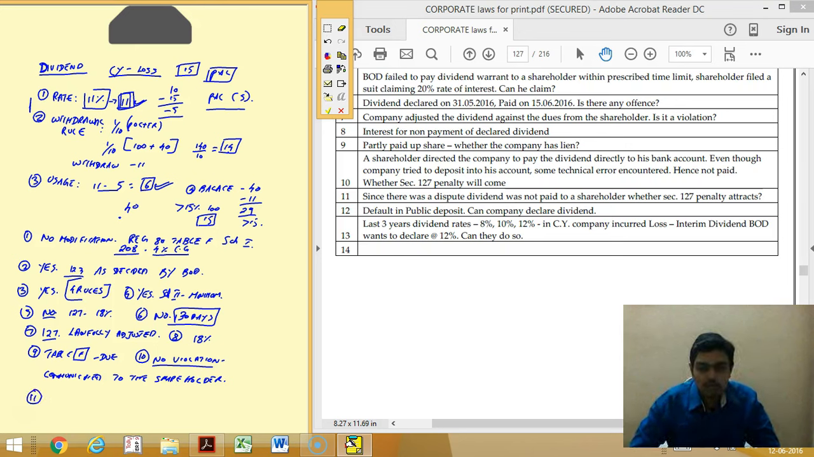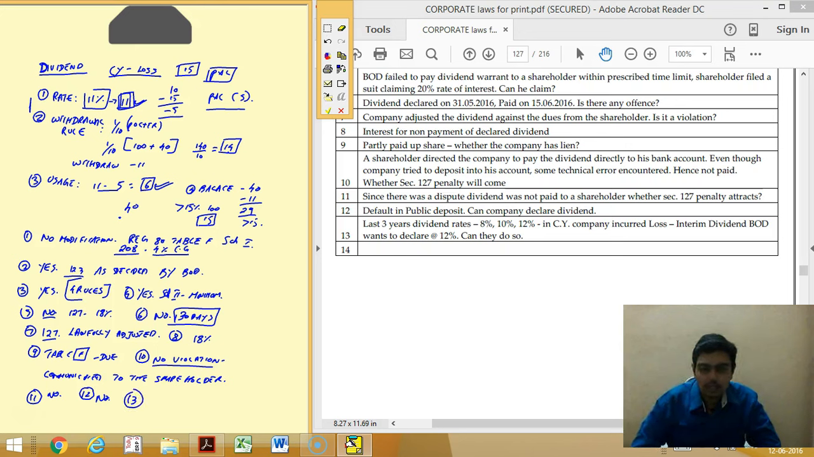Then 11th question. There was a dispute in dividend. This disputed dividend was not paid to the shareholder; whether Section 127 applies. No. Till the dispute is over, Section 127 is not applicable. Question number 12, default in public deposit, can the company declare dividend? See, default in public deposit. No. Till the default is settled, the company cannot declare dividend.